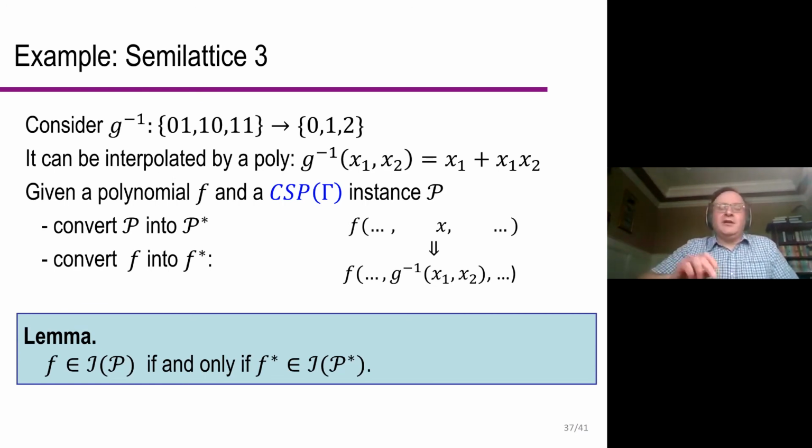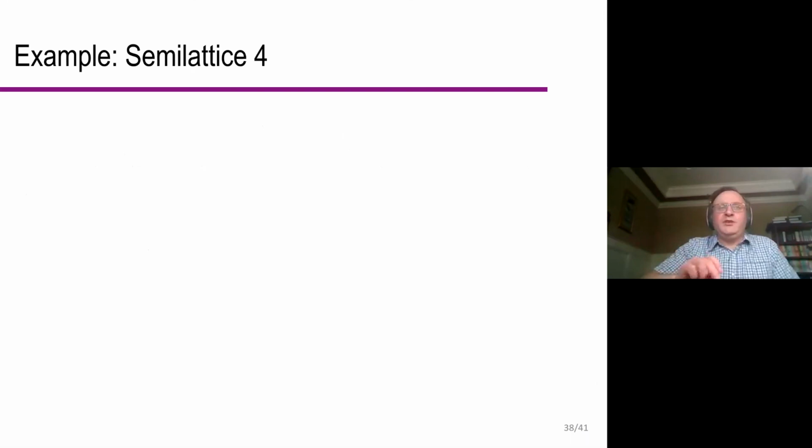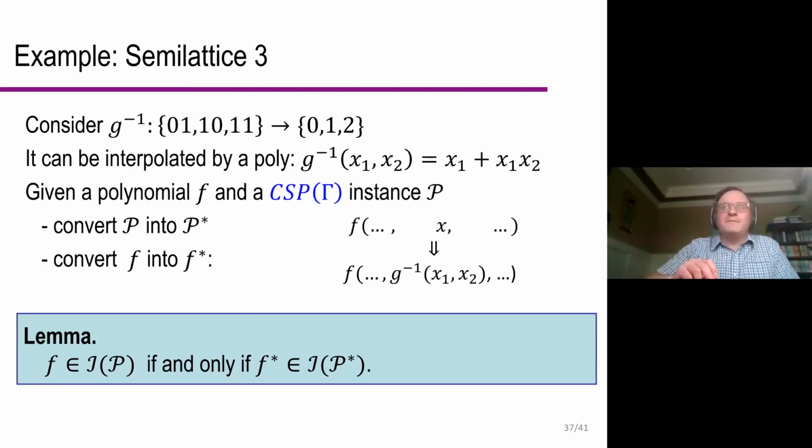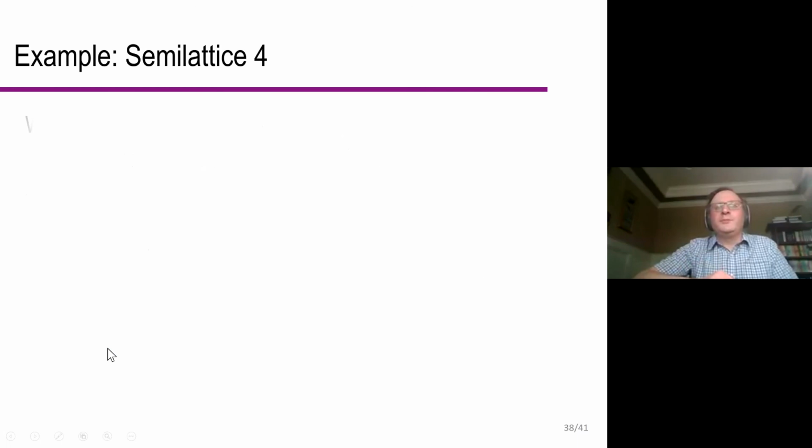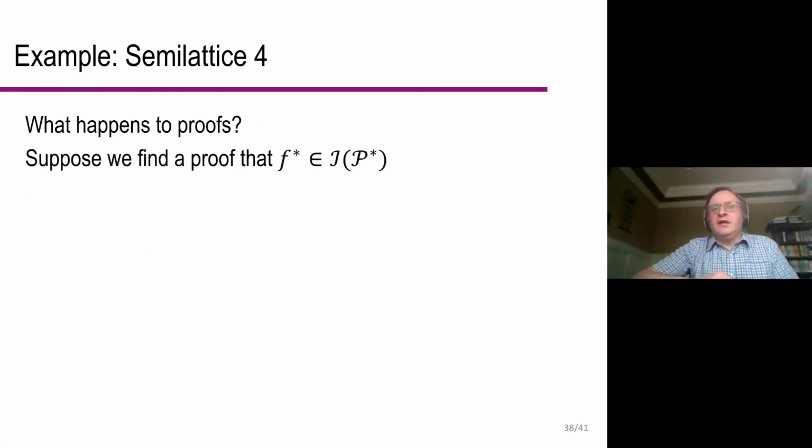Okay, so one of the interesting problems that remains with all this nice transformation is what if we don't only want to know if something belongs to the ideal, but we also want to find the proof of that. What do we do with the proof? Unfortunately, I have bad news. I don't know what to do with proofs. I don't know any relationship between proofs in the two cases.